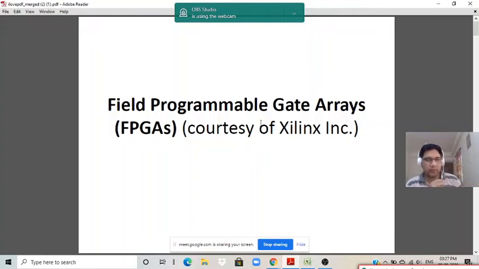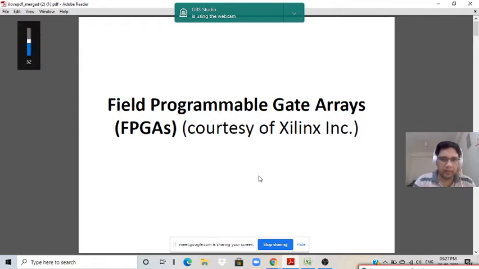Third chapter of Unit 1 for FPGA programming is FPGA, that is Field Programmable Gate Arrays. In this chapter we will include the circuit diagrams for reference that are from Xilinx. Xilinx is a company which provides the FPGAs. FPGA ICs, the hardware ICs, are provided by the Xilinx company.